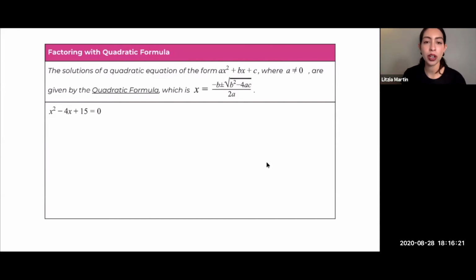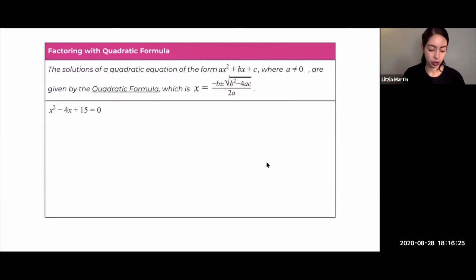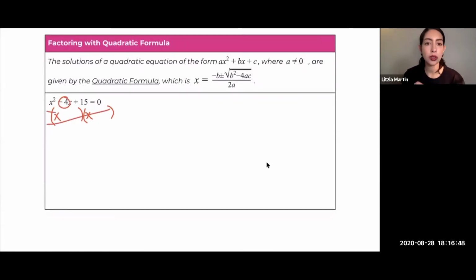We've got x squared minus 4x plus 15. If you were to try to factor this, you will see that it won't work out. You've got x and x, and 15 would be 5 times 3, or 1 times 15, and neither of those will give you -4. So this method doesn't work out. We're going to jump straight to the quadratic formula.